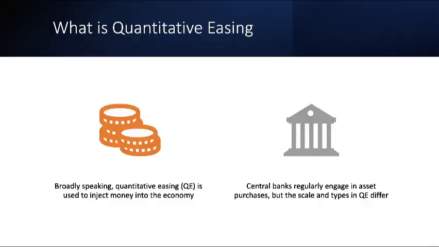Quantitative easing is a monetary policy used by central banks to inject money into the economy, particularly during recessions. This is accomplished by the central bank purchasing securities and other assets from the market. While central banks regularly engage in asset purchases, the scale and the types of assets involved during QE programs are significantly different.